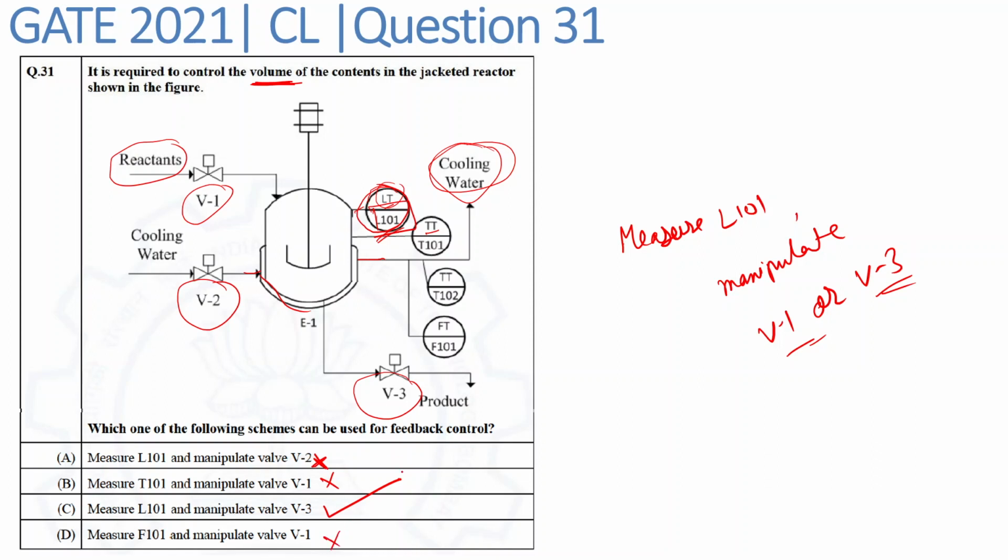So from the given four options, option C is the most suitable one. That is, in order to control the volume of the reactor, we have to measure the level of this reactor and ultimately change the product flow rate. So option C is the correct option.